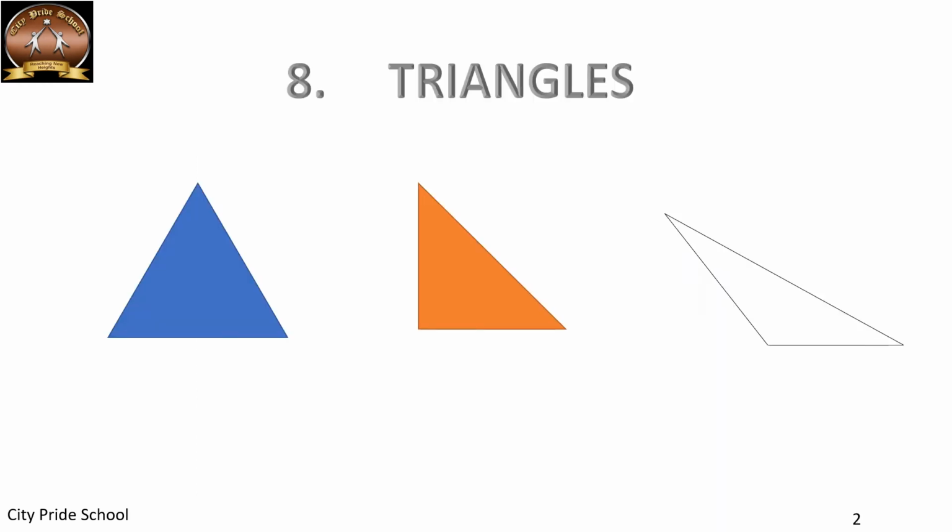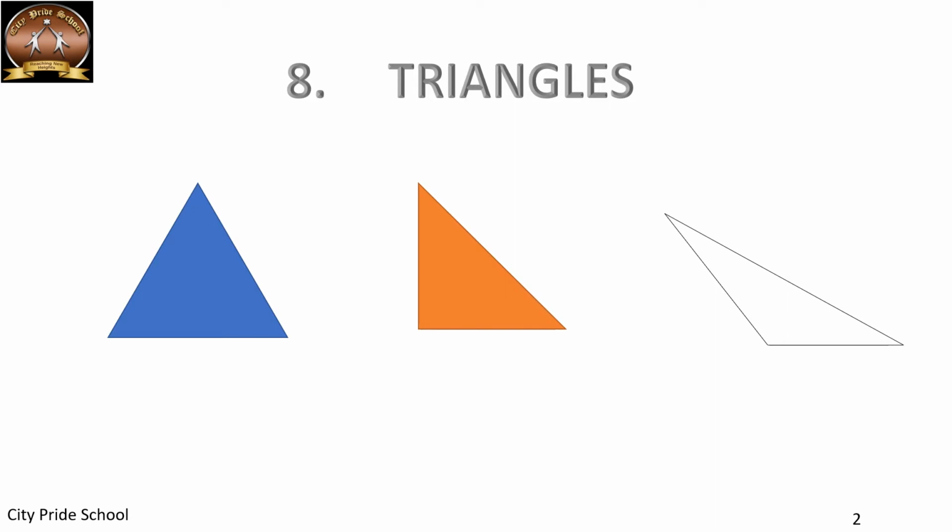Okay children, you can see over here three different types of triangles. So before starting with the triangles, let me tell you what you mean by triangle. It's a closed figure with three sides. Tri means three. Okay, so that's why it's said to be triangle. So there are three types of triangles as you can see over here.